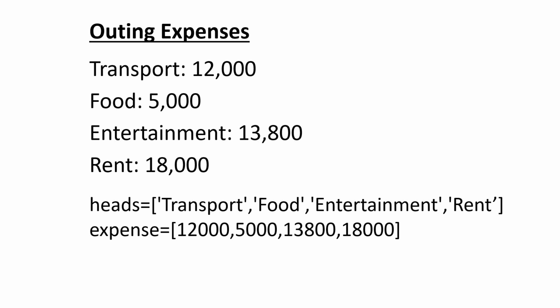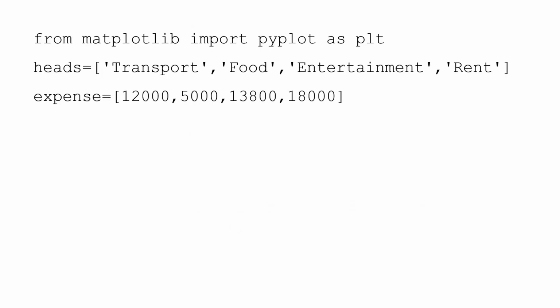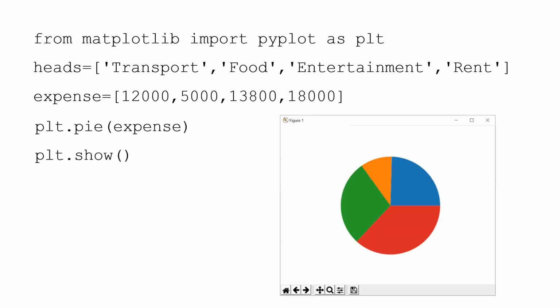Let us take the same example of family outing. Now we shall represent this data as a pie chart. Here is the code. After importing Pyplot and defining the lists, we call pie function with expense as an argument. Then we show the graph, and here is the output of the code.